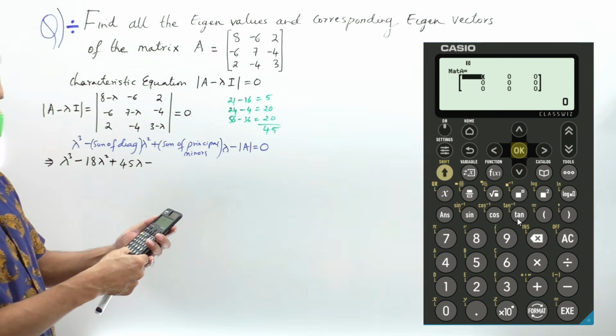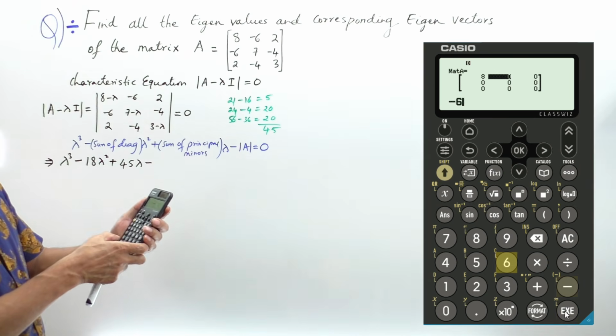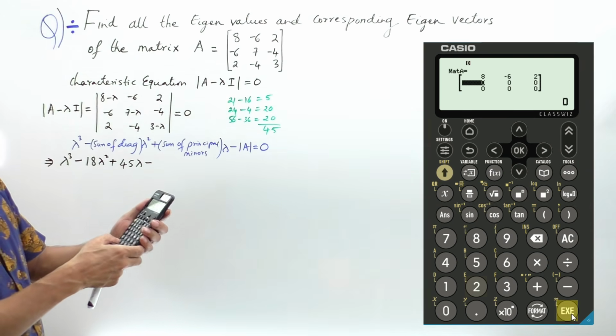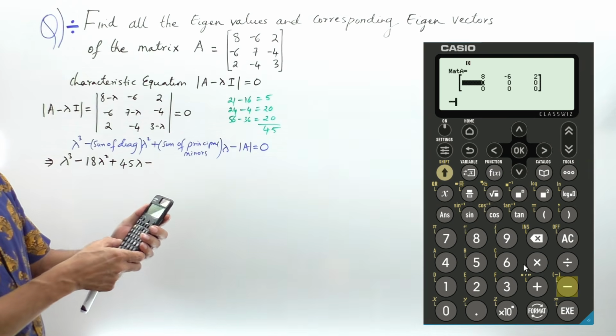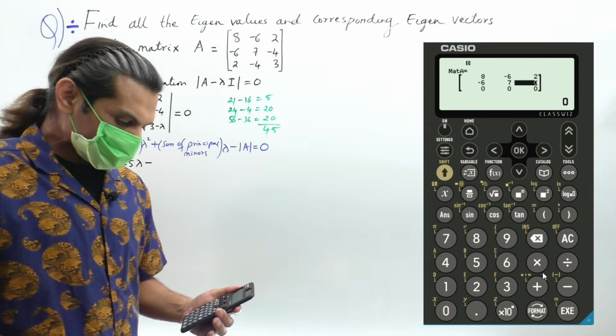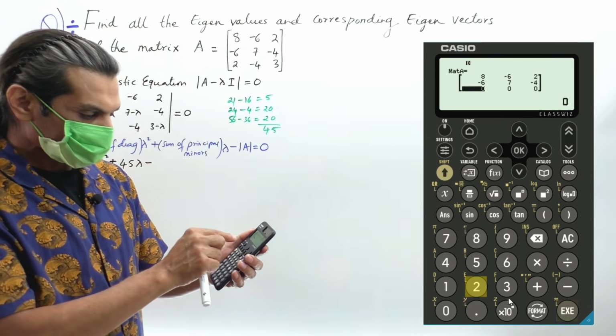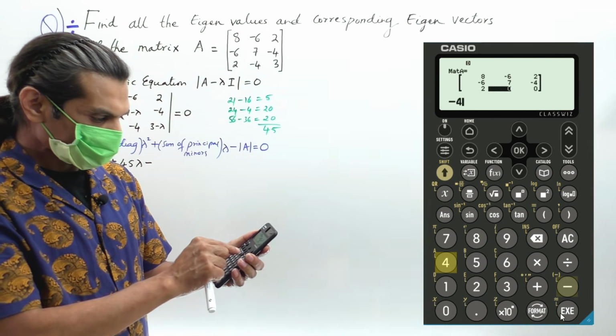8 execute, minus 6 execute, 2 execute, minus 6 execute, 7 execute, minus 4 execute, 2 execute, minus 4 execute, 3. So AC. I enter the matrix here. Now press AC and press catalog. Matrix. Okay, go down.